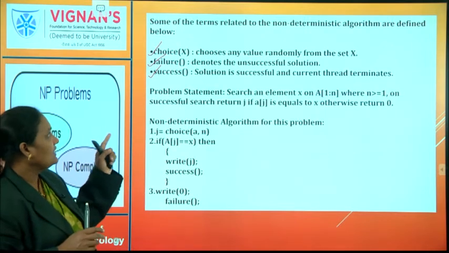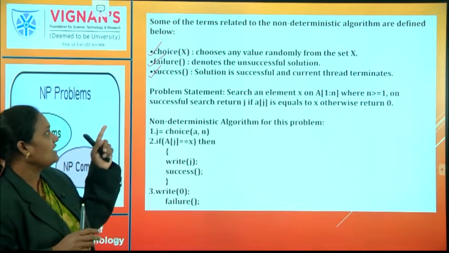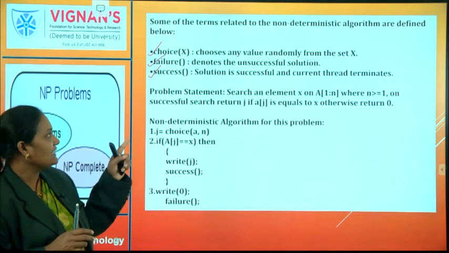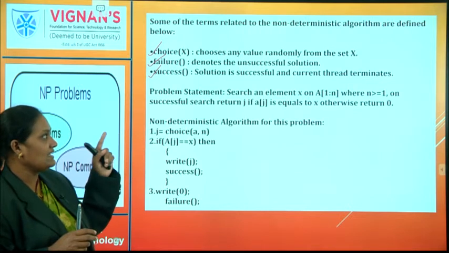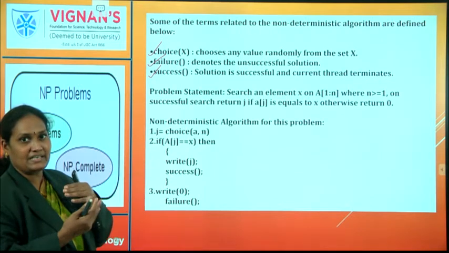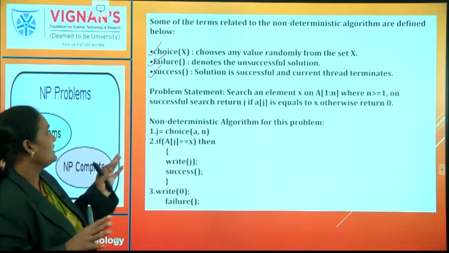Now, failure always denotes the unsuccessful solution. Success always indicates the successful solution, which indicates the current thread termination. That is, its execution is completed, we obtained the solution, and the current thread is terminated.